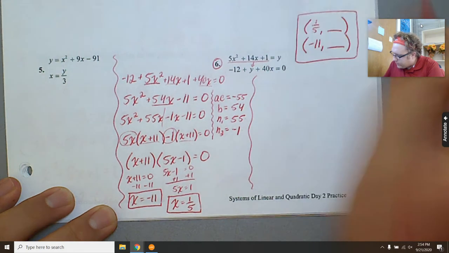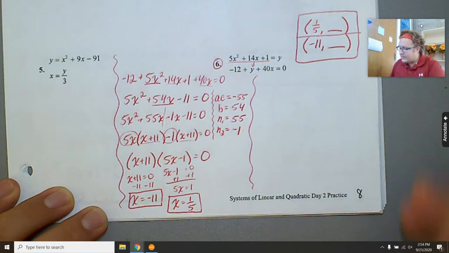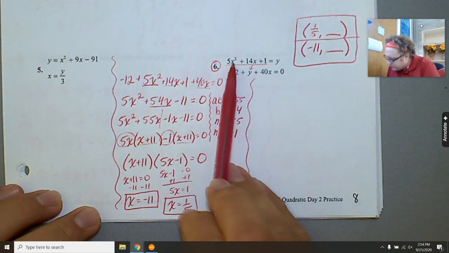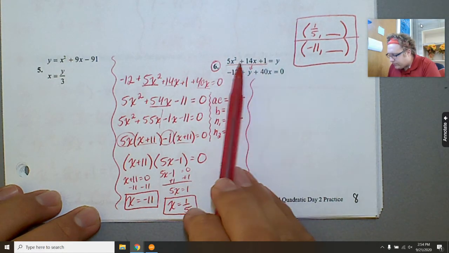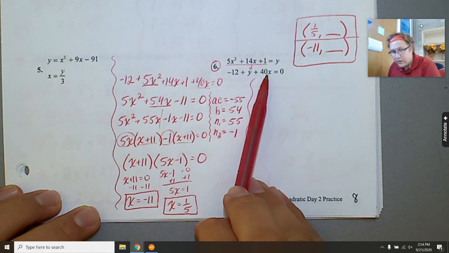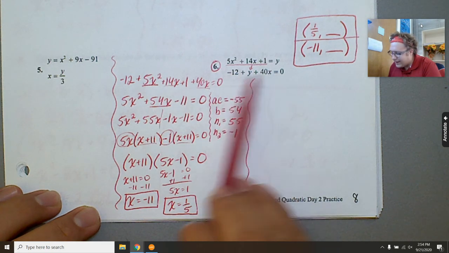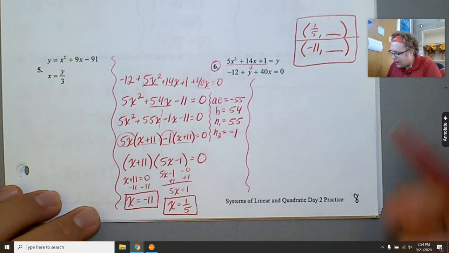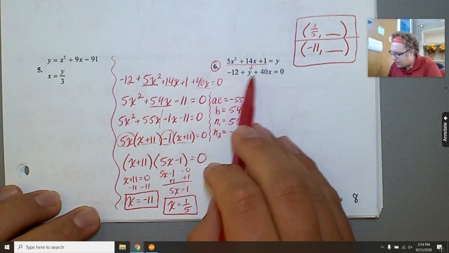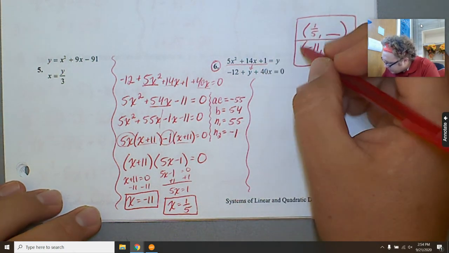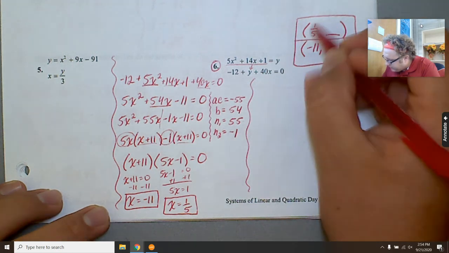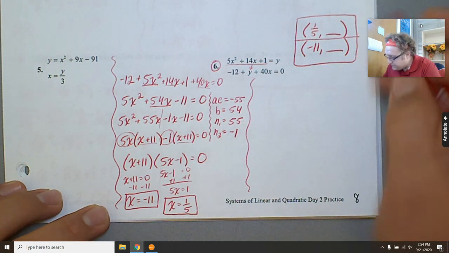I know that those are going to be my two solutions. I have to figure out a way to find those on the y-axis. And as I look at my two equations, I see this has an exponent, a lot of coefficients, 14 is kind of big. I know 40 is big, but there's no quadratic term here. So I'm going to use -12 plus y plus 40x equals 0 and solve for y. I'm going to use the 1/5 first because I'm feeling crazy.